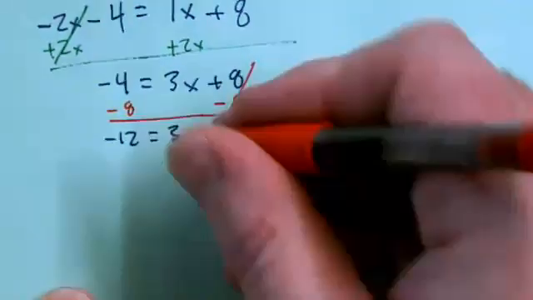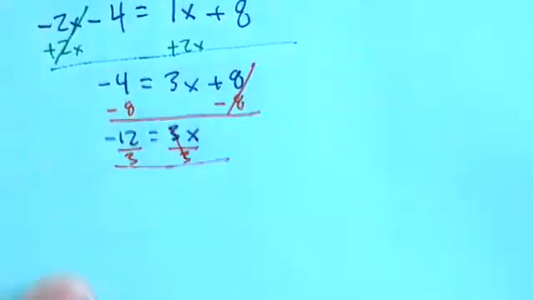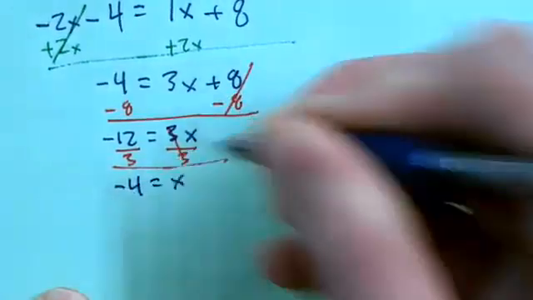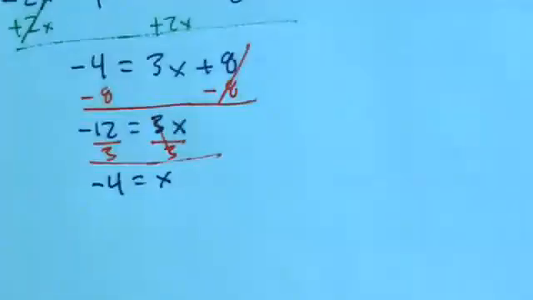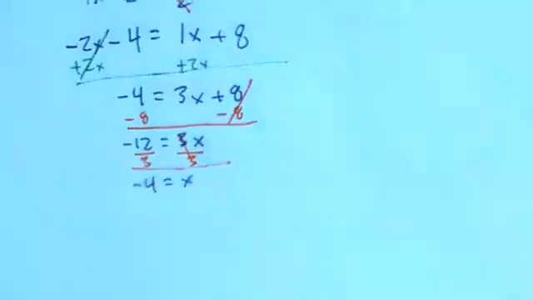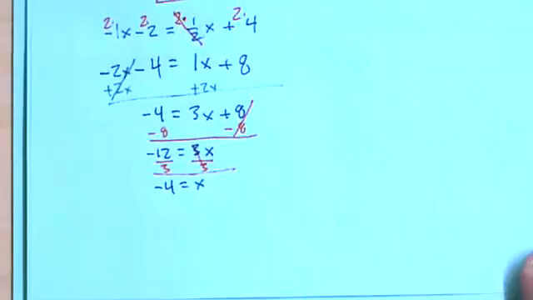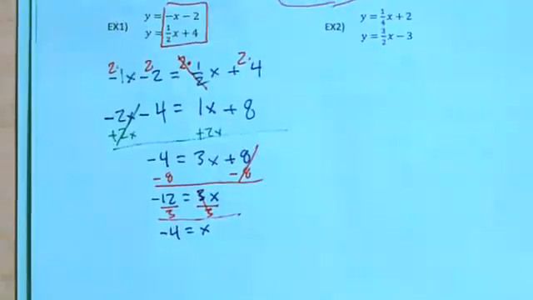And then final step, get rid of that 3. Were you all able to get x equals negative 4? If you're feeling confident, could you do the last step and figure out what y is? If you're not sure, pay attention here, I'll walk you through it.